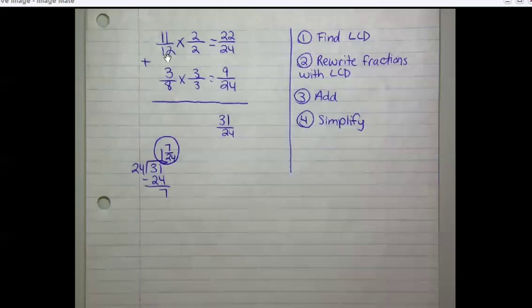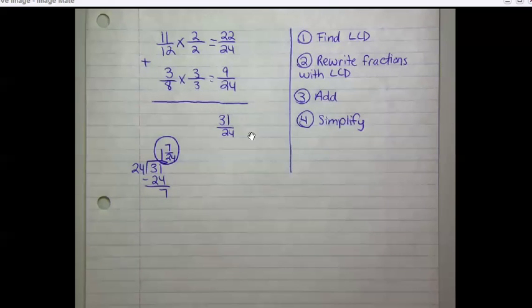And so what I do to the denominator, I have to do to the numerator. 12 times 2 is 24, and 11 times 2 is 22. And then with 3/8, 8 times what is 24? Well, 8 times 3 is 24. And so then for the numerator, 3 times 3 is 9. And now I can add. 22 plus 9 is 31.